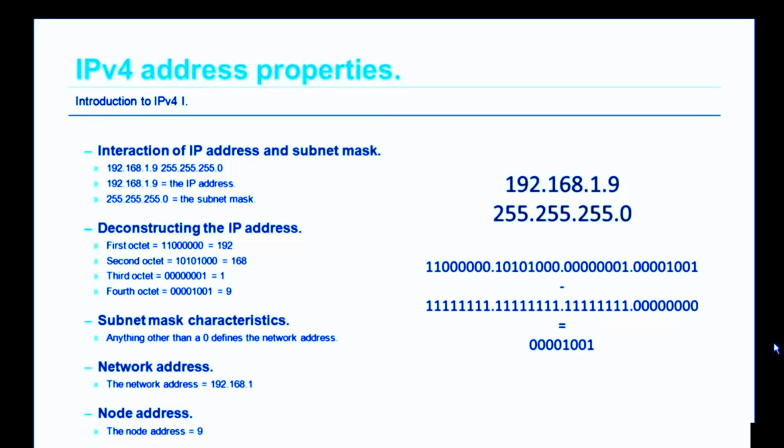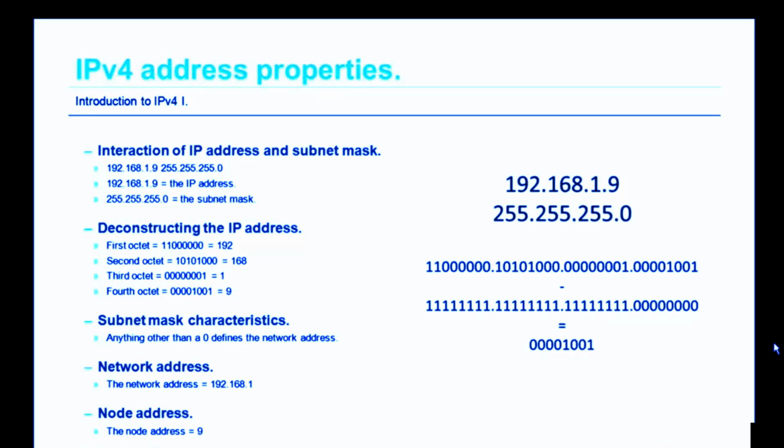So let's take a look at how an IP address and subnet mask operate together. We're going to begin with 192.168.1.9 with a subnet mask of 255.255.255.0. The 192.168.1.9 is the IP address, and the other portion, 255.255.255.0, is the subnet mask. It's easiest to show how the subnet mask works by converting that dotted decimal back into binary. So we can do that by deconstructing the IP address. The first octet would be 11 followed by 6 zeros. That equals 192.